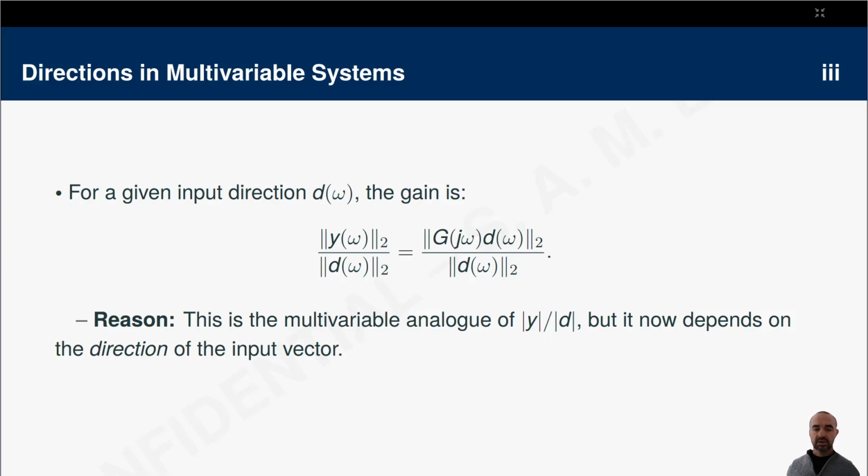For a given input direction, the gain is the two norm of y(ω) over the two norm of d(ω). This equals the two norm of G(jω)d(ω) over the two norm of d(ω), again substituting G(jω)d(ω) for y(ω), and then continuing to simplify this fraction.